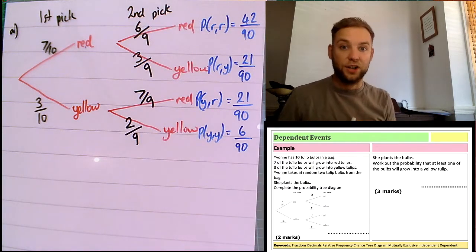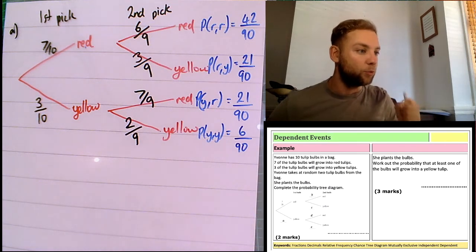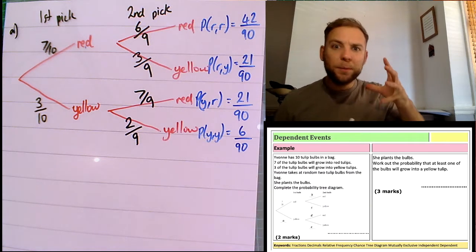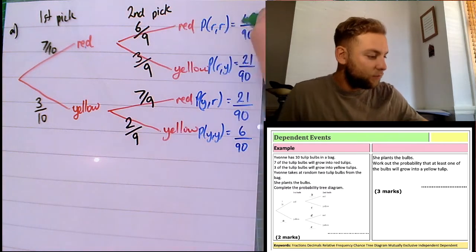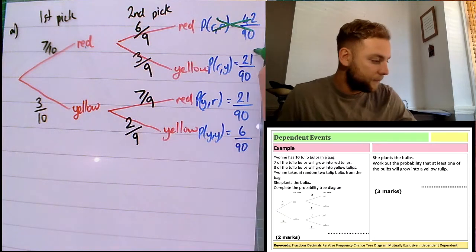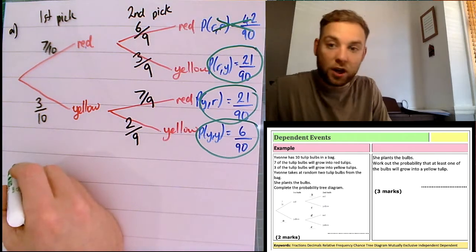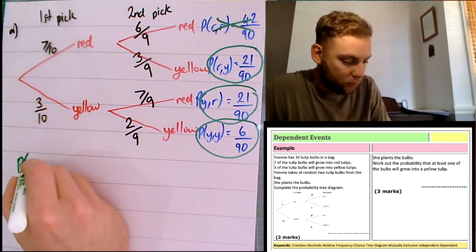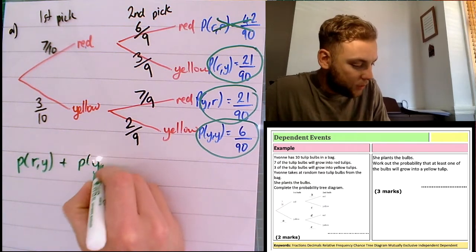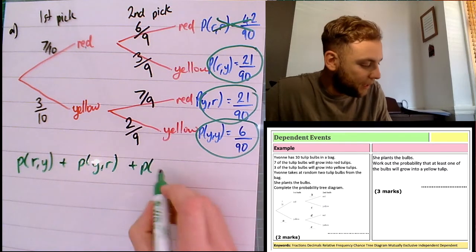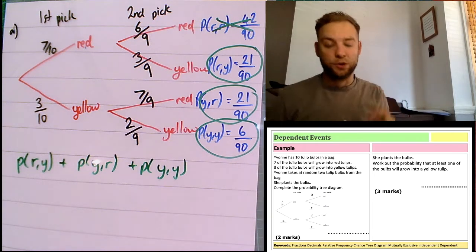Okay, the next thing to do is to answer this second part of the question. So work out the probability that at least one of the bulbs will grow into a yellow tulip. Well, if we want the probability at least one is a yellow tulip, which ones have got yellow tulips? So we've got red and red, so no, we haven't got a yellow tulip in there. Red and yellow, yes. Yellow and red, yes. And yellow and yellow. So what the options are, the probability of picking red and then yellow, plus the probability of picking yellow and then red, plus the probability of picking yellow and then yellow. So these are all the different options of picking a yellow tulip.